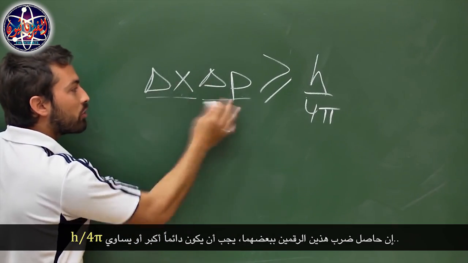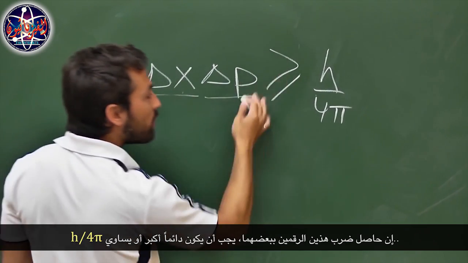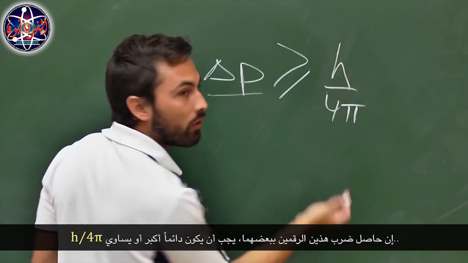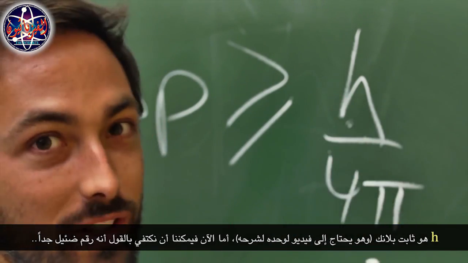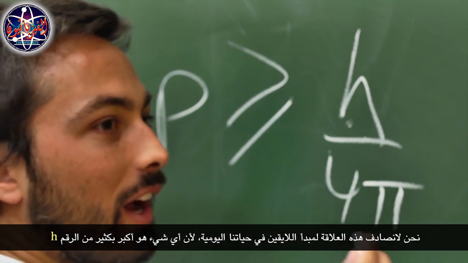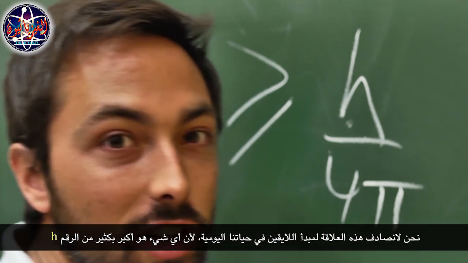Now if you multiply those two quantities together, they must always be greater than or equal to h on 4 pi. Now h is Planck's constant, and that deserves a video all to itself, like this one by 60 Symbols. But for our purposes, it's just a very small number. So in our everyday lives, we don't come up against this uncertainty relation because everything is much, much bigger than h.